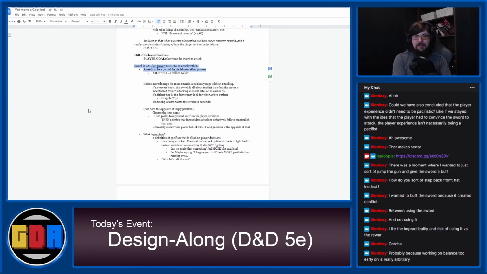And yes, that effectively comes down to working on balance too early is arbitrary because you're not using it to solve a problem. Again, balance, just like any design, should be a very specific solution to a very specific problem.